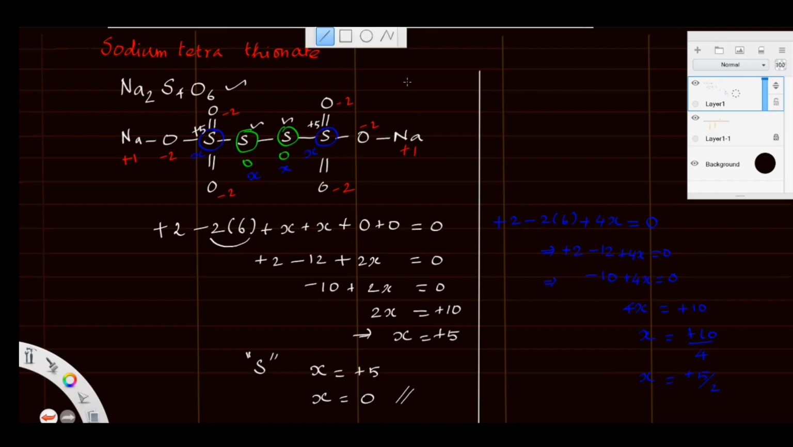The last answer, x is equal to 5 by 2, is known as the average oxidation state of all the sulfurs.